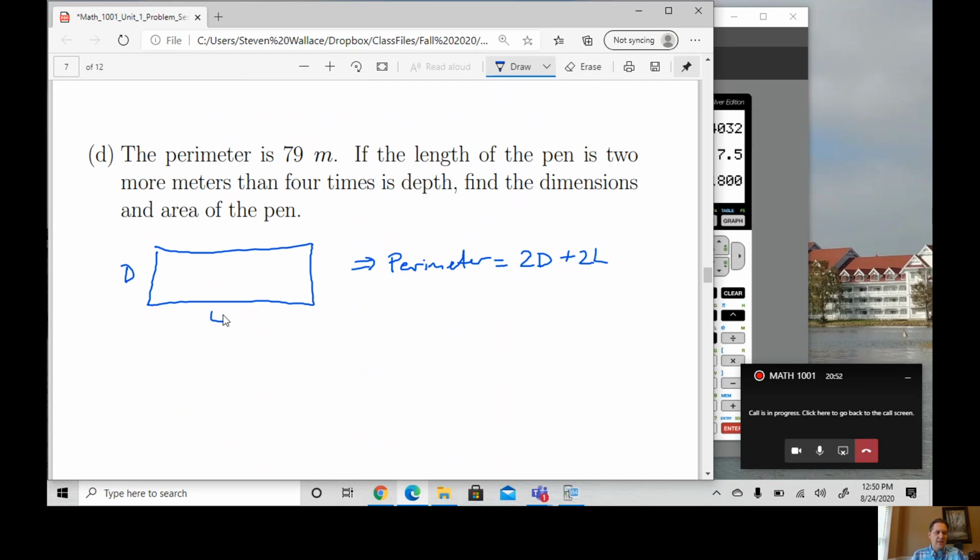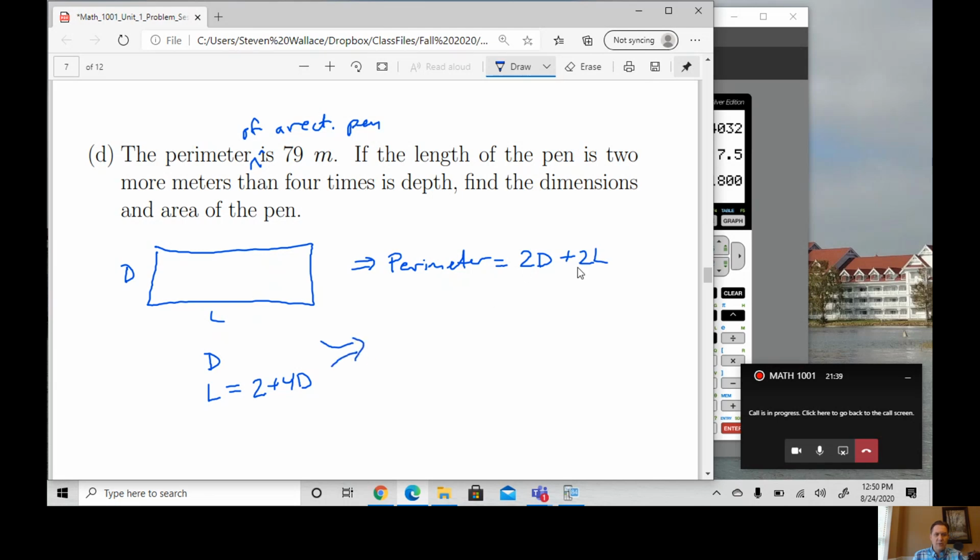We need to find the D and the L. I don't know if this is to scale, okay, but it's a rectangular pen. I should have written that here. So I should say the perimeter of a rectangular pen is 79 meters. Okay, the length of the pen is 2 more meters than 4 times the depth. Find the dimensions. So let's take D as our unknown. That's the depth, and so the length is 2 more than 4 times that.